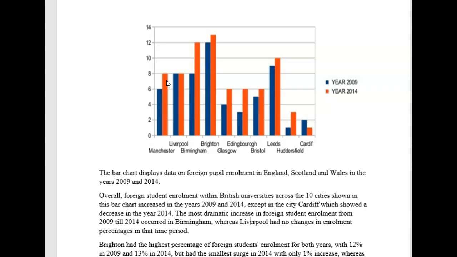But it's about grouping. The same thing here. So you could say something like, Glasgow, Edinburgh, and Bristol all had between 3 and 5% in 2009, yet in 2014, all three universities had 6% international students. Okay, so just grouping things together. So that's the kind of sentence structure you want to include here.